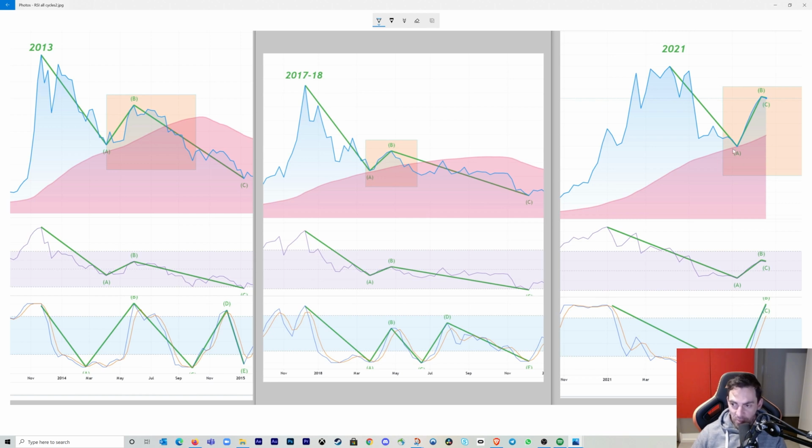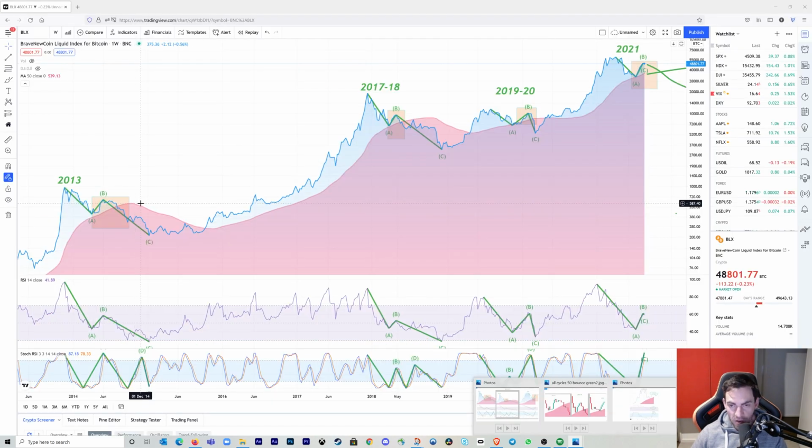And then at this point here, we bounced off the 50-week, just like we did in 2017 and just like we did in 2013, and we had the bullish momentum, and now we're starting to turn on the price, the RSI, and also the Stoch RSI.